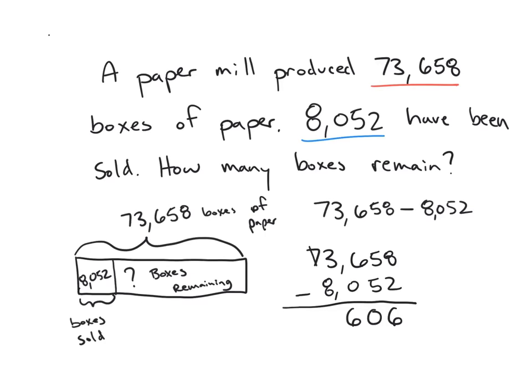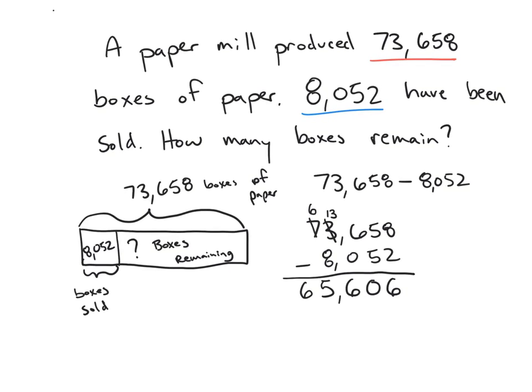So I'm going to unpack one of these 10 thousands, which would leave me with 6. And inside that 10,000 is 10 thousands. And so that gives me a total of 13 thousands now. And so now I'm able to take 13 minus 8, and that is 5. And then 6, and there's nothing in the subtrahend in the 10,000s place, so that leaves me with 6. So my answer that I got is 65,606.